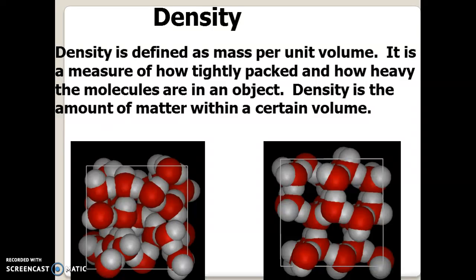So what is density? Density is defined as mass per unit volume. It's a measure of how tightly packed and how heavy the molecules are in an object. Another way of saying that is how many molecules, how many atoms do I have smashed together in space? If I have a lot of atoms smashed together, we say it's dense. If there's not a lot of atoms, there's a lot of space, then we say it's less dense. So let's look at some examples.